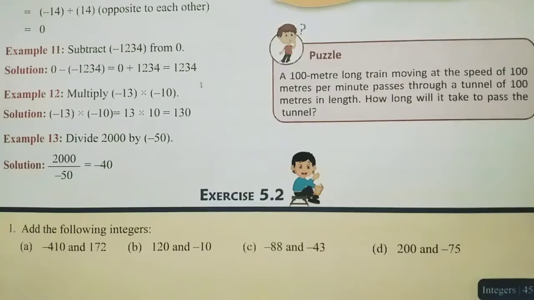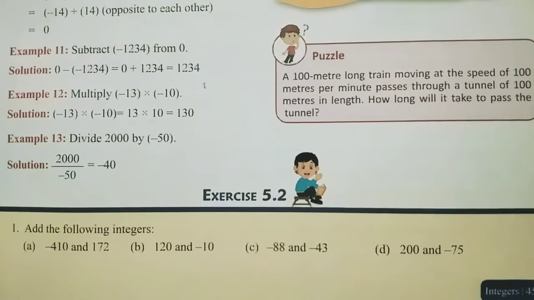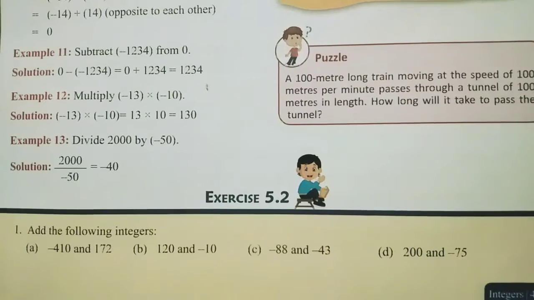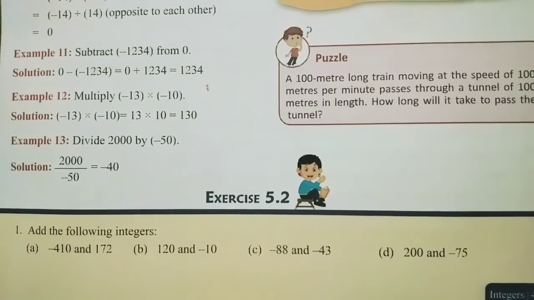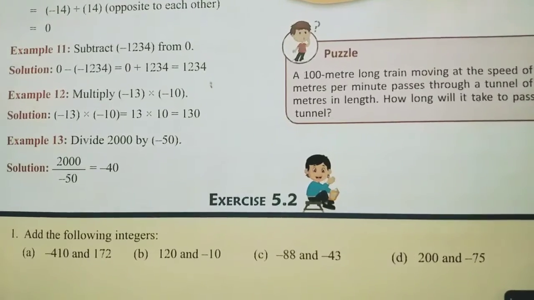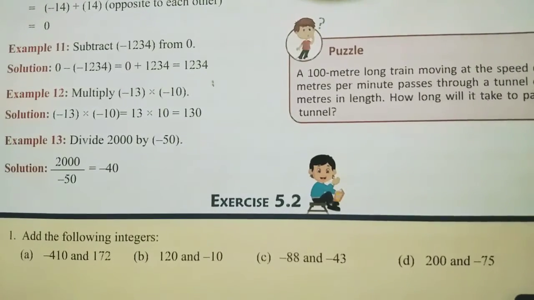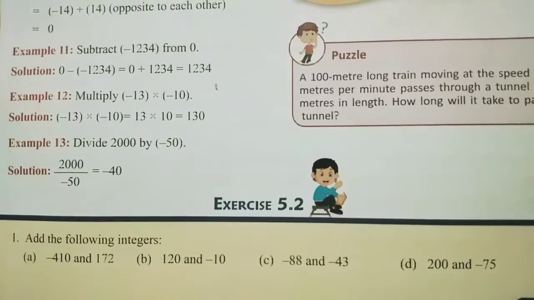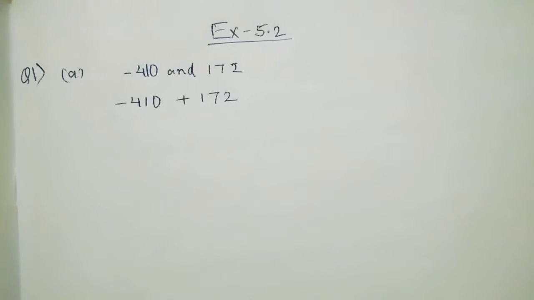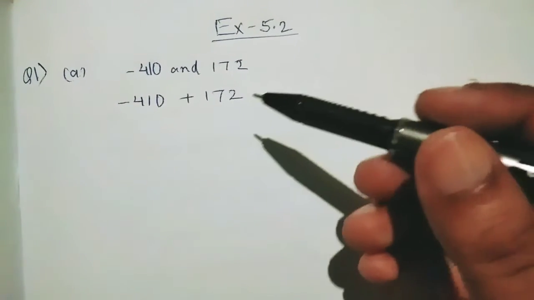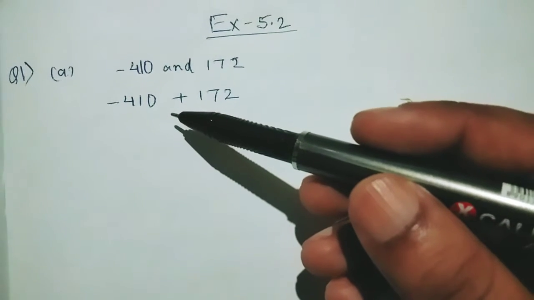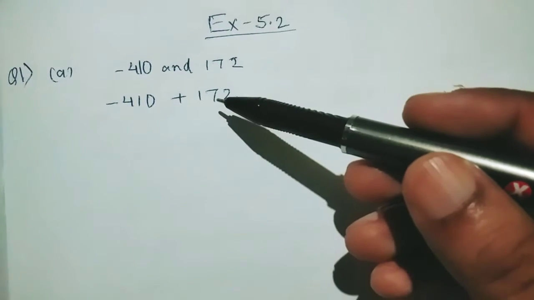So exercise 5.2, today we will start. Question number 1 is: add the following integers. So you have to add the integers which are given here. A number is minus 410 and 172. So let's start. Students, all of you see here, minus 410 and 172. That means you have to add these two integers, minus 410 plus 172.